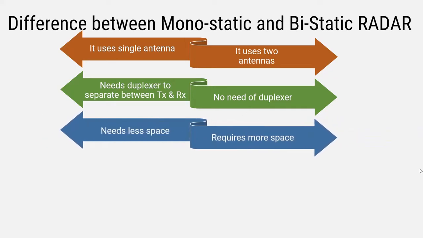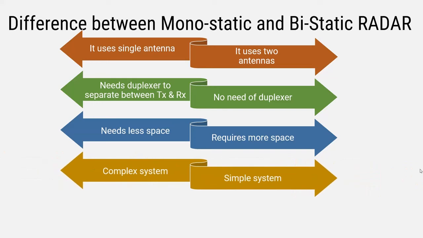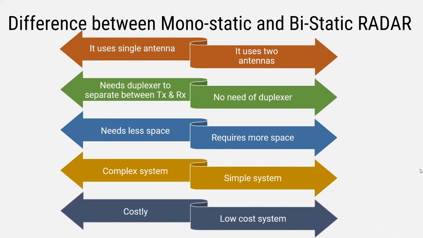And since the monostatic system contains only a duplexer with one single antenna, it requires less space compared to the bistatic radar system. And since we have only a single system which has to take care of both receiving and transmitting signals, it is going to be a complex system in the monostatic radar systems, whereas bistatic is going to be a simple system on the other hand. As we already know, when the complexity of the system increases, the cost of the system also increases. So these are the basic differences between monostatic and bistatic radar system.